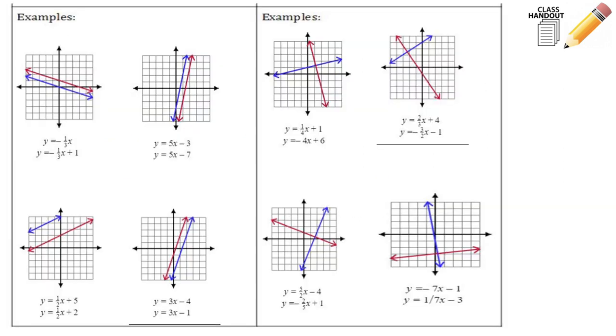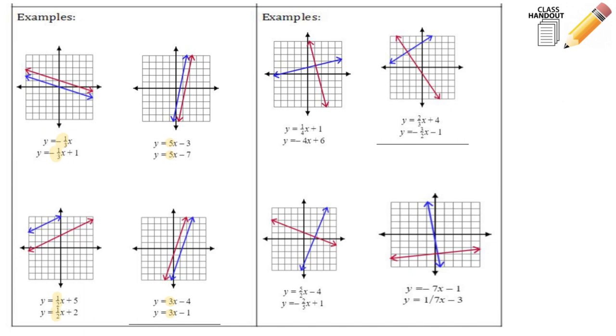So here are the graphs sorted. If we look at all the parallel lines, we can clearly tell from the graph that they're parallel because they never intersect. They're going in the same direction and they're the same distance apart throughout the line. But if we look at the slopes of all of these lines, they're all going to be the same. So the slopes of these lines are -1/3. The slopes of these lines are 5. These ones, the slopes are 1/2. These ones, the slopes are 3. So those are parallel lines.